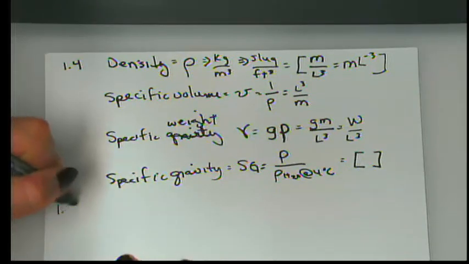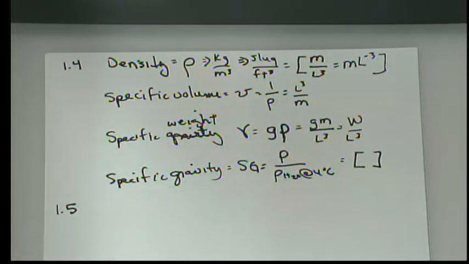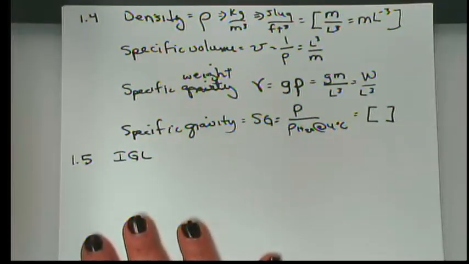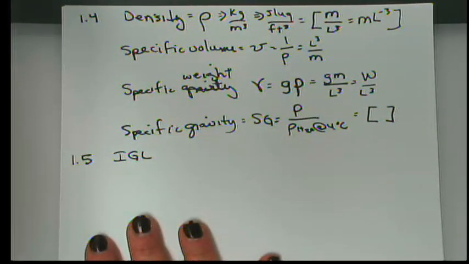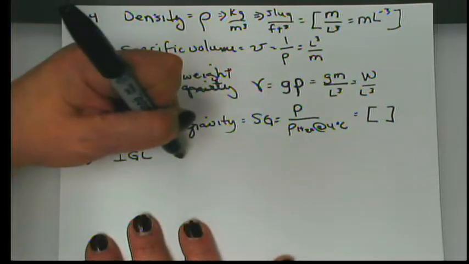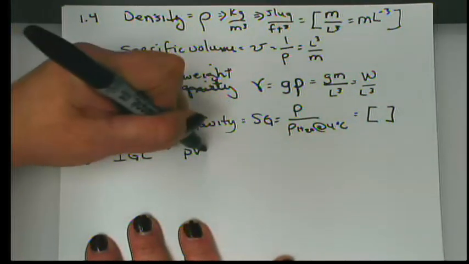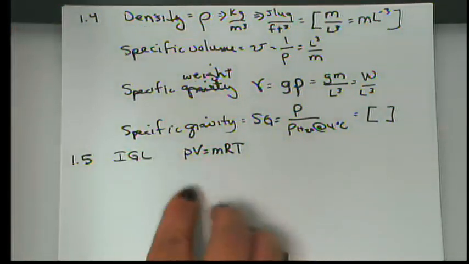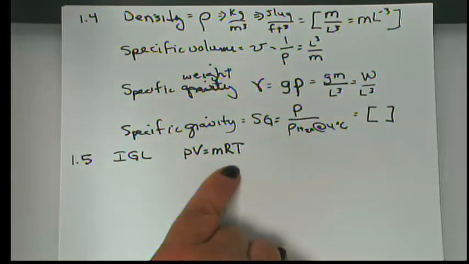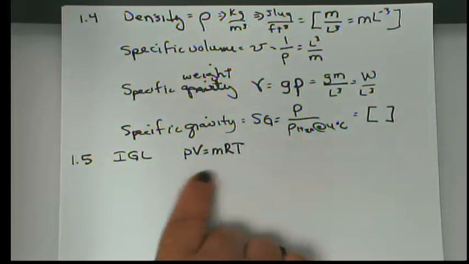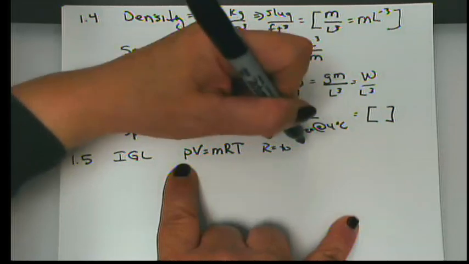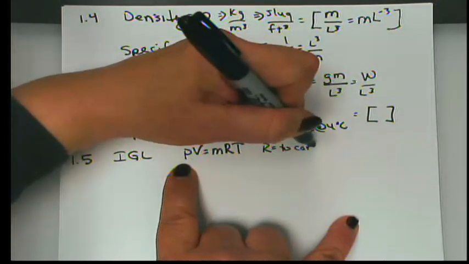Now, the next concept that we cover in section 1.5 is the ideal gas law. And we've seen this written in many, many forms in chemistry and also in thermodynamics. But basically, some form of the equation looks like this. PV equals mRT, or sometimes it will be written as PV equals nRT, where n is the number of moles and R is the universal gas constant. Now, the important thing to remember here is that R needs to be used to correct the units.